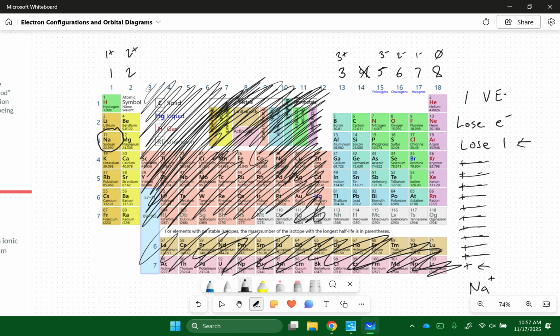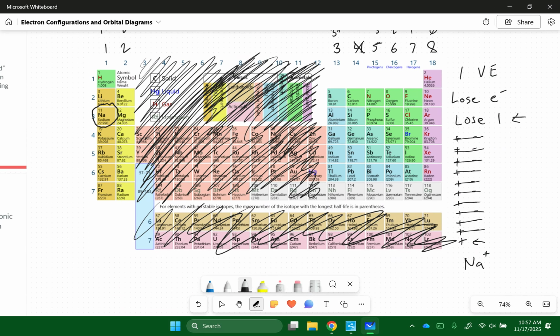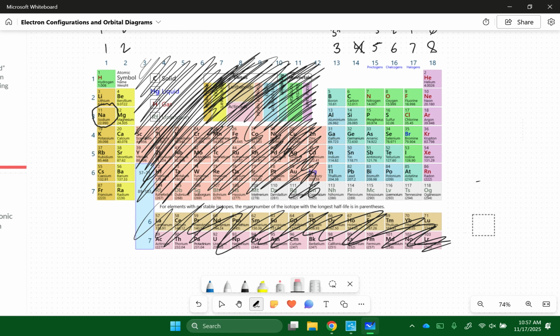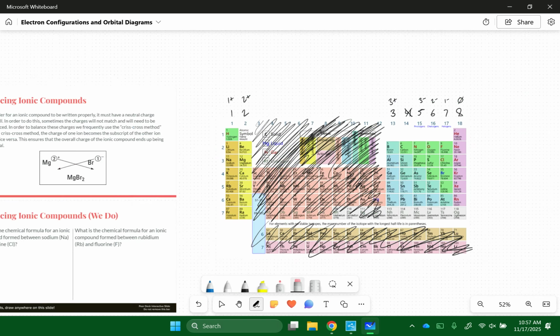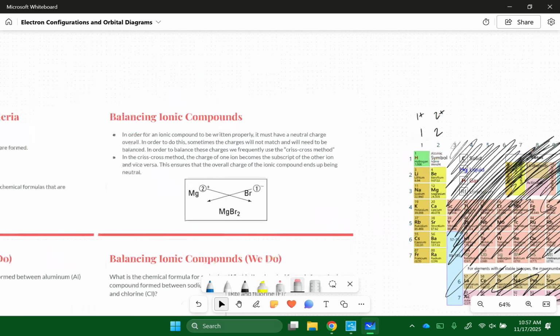How many valence electrons does it have? Is it closer to 0 or 8? That determines if it's going to lose or gain, and then you just figure out how many it has to lose or gain in order to get to 8 or to 0. Okay? So let me clean this up a little bit. Get rid of this part right here. Okay. We'll leave all the rest for that.